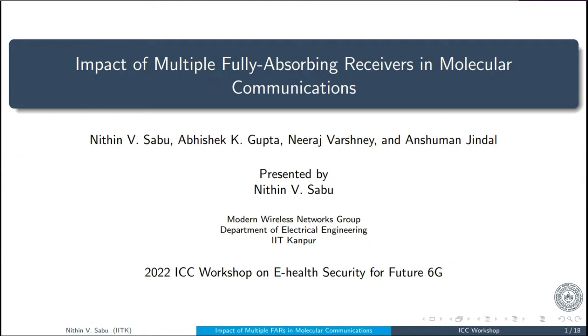All are welcome to the presentation of our paper titled Impact of Multiple Fully Observing Receivers in Molecular Communication, co-authored by Gupta, Neeraj, Varshney, and Anshuman Jindal.